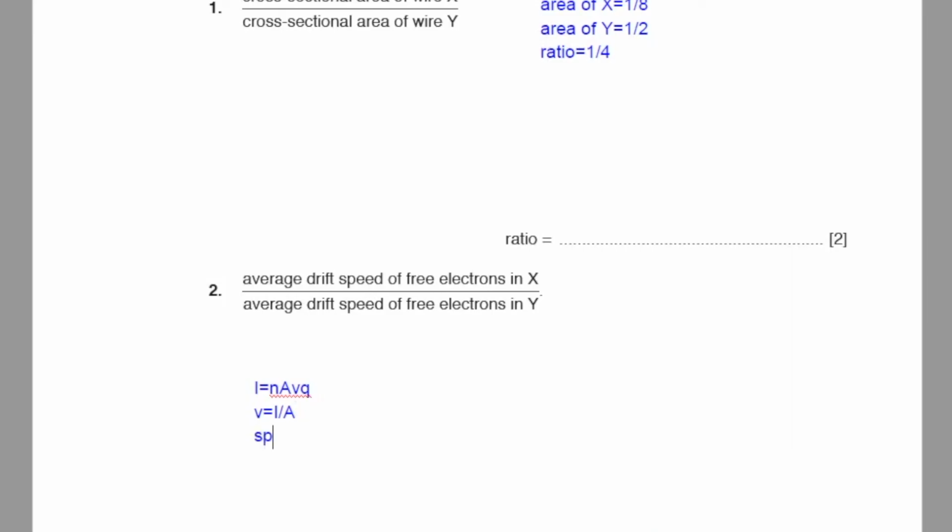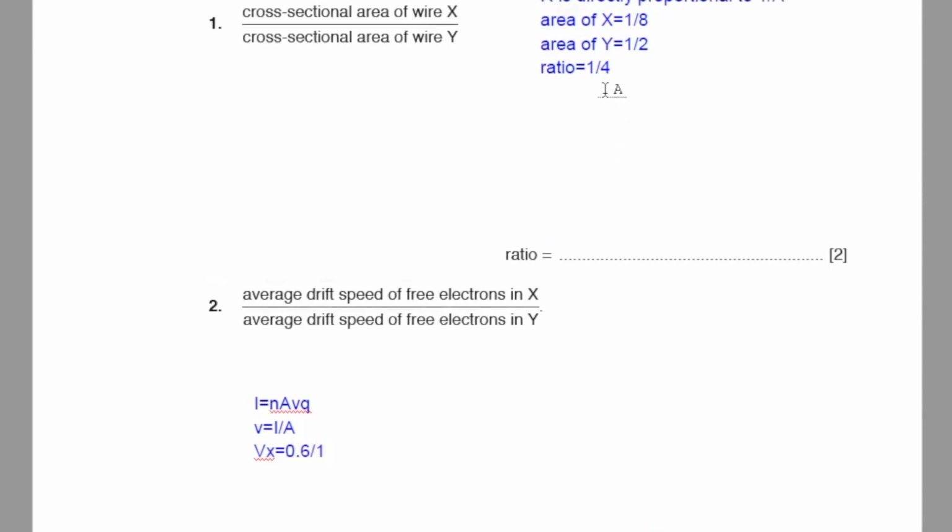So now the speed of X, which I'll denote with Vx, is going to be equal to 0.6 divided by 1, since the cross-sectional area of X from part 1 is A1, and the speed of Y is going to be equal to 1.8, which is the current across resistor Y, divided by 4, which we again got from part 1, the cross-sectional area of wire Y. And when you divide Vx by Vy, you get a ratio of 1.3.